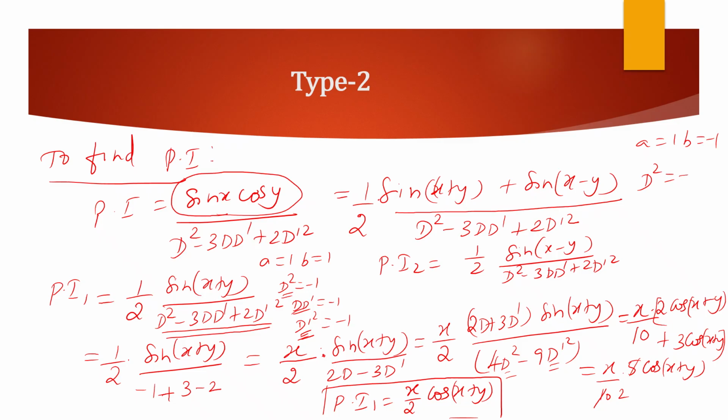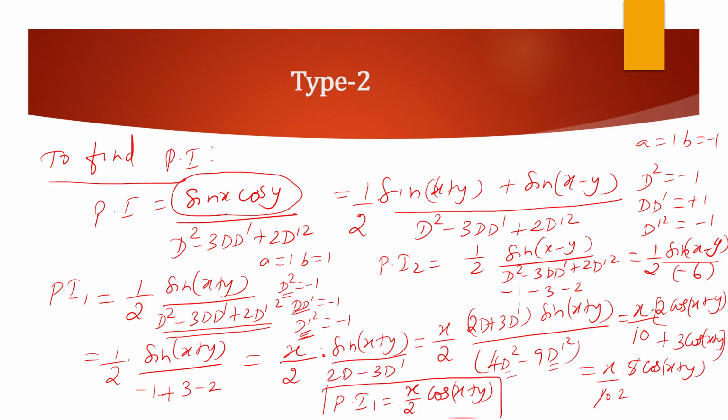So D square is replaced by minus 1, D dash is replaced by plus 1, and D dash square is replaced by minus 1. When you give the substitution here, we get 1 by 2 sine of (x minus y), and in the denominator D square is minus 1, so it is minus 1, and D dash is plus 1, so it is minus 3, and D dash square is minus 1, so it is minus 2. So the denominator is minus 6, and with the 2 it is minus 12. So this is our particular integral 2.